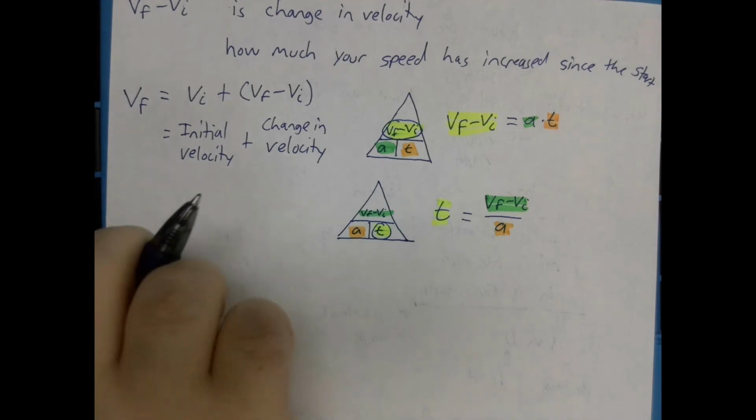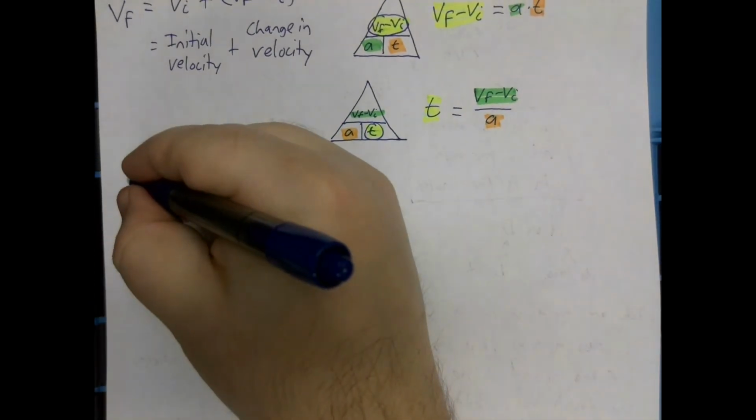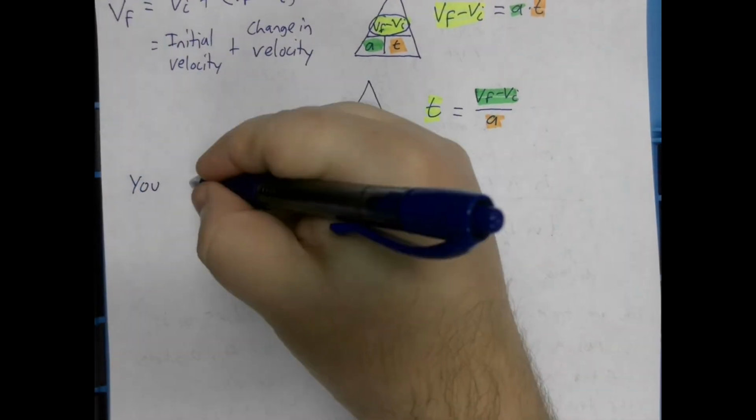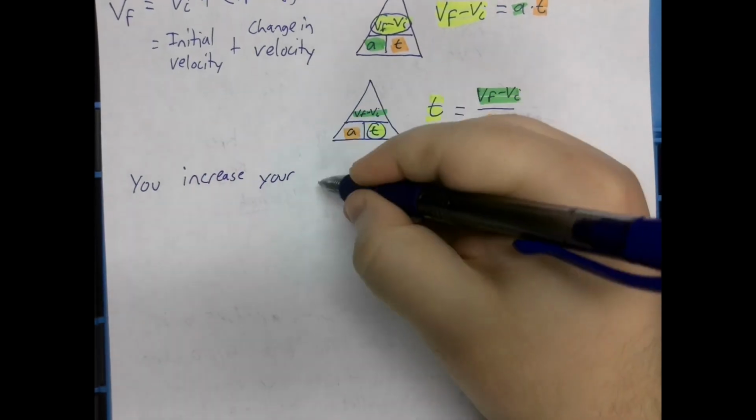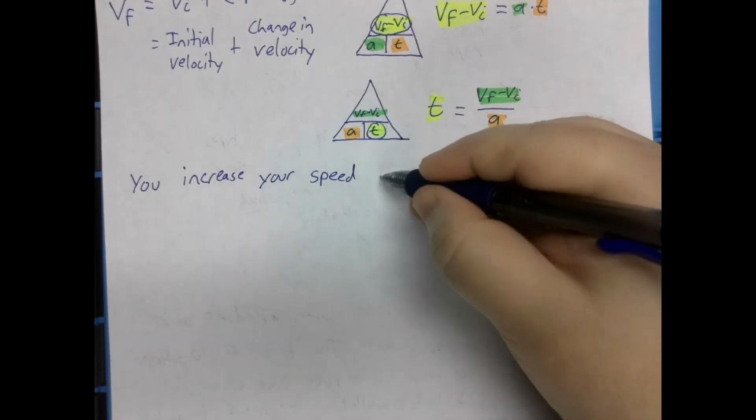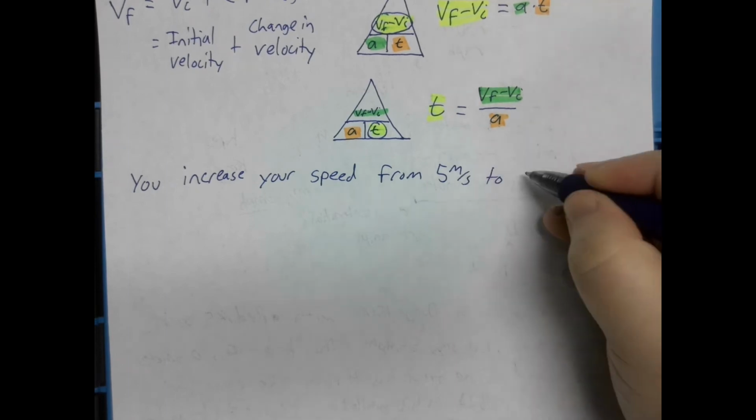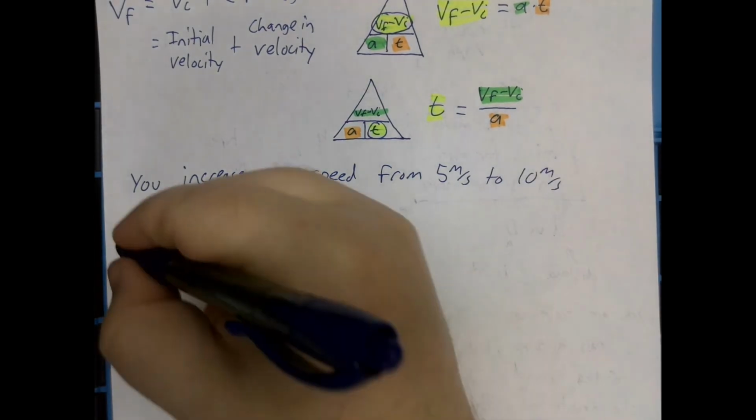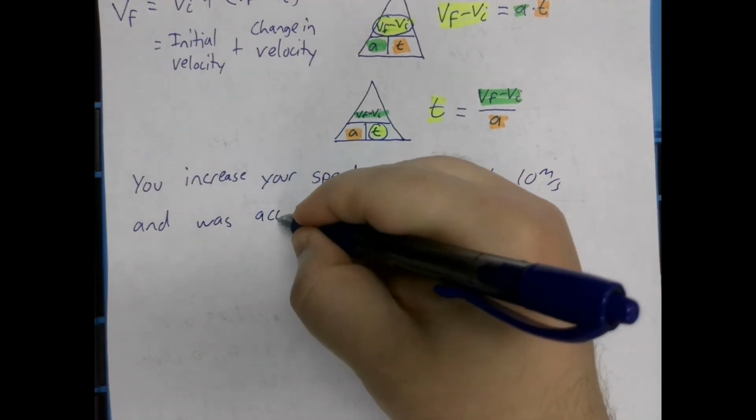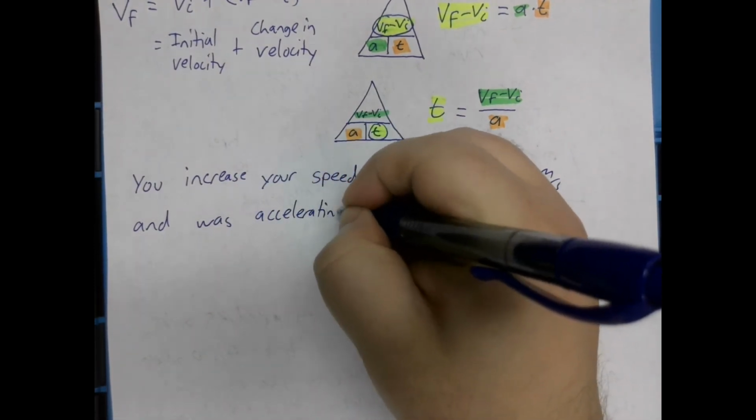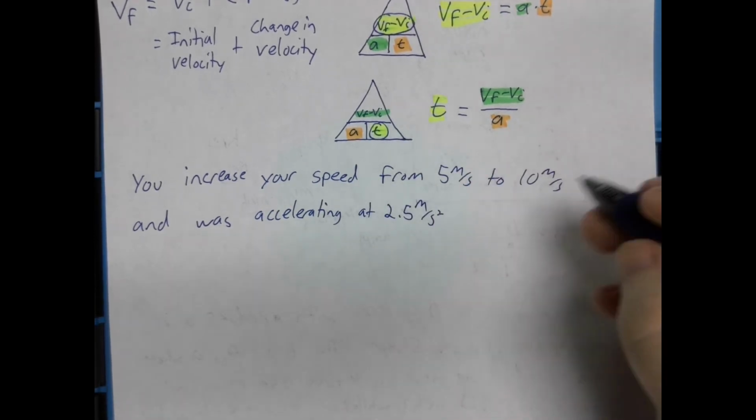So let's do an example. You increase your speed from 5 meters per second to 10 meters per second and were accelerating at 2.5 meters per second squared.